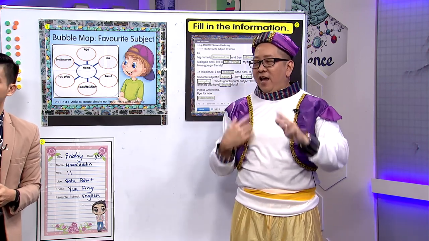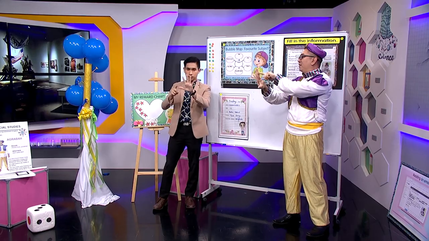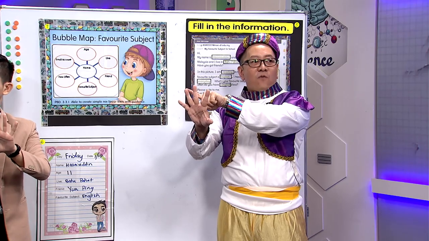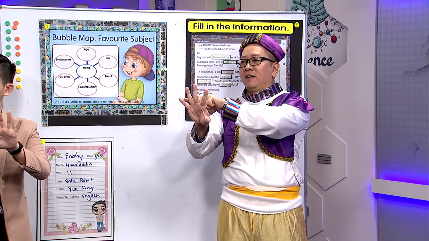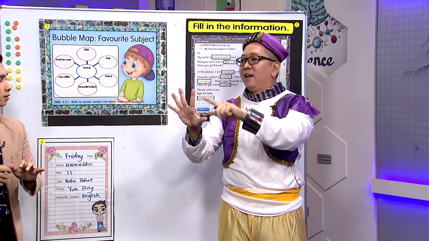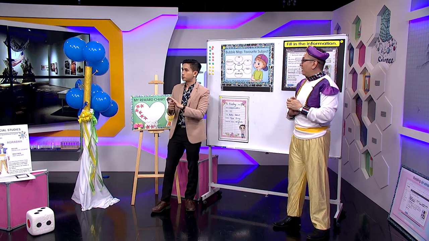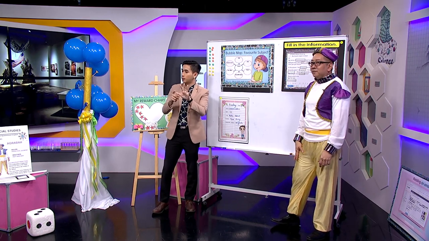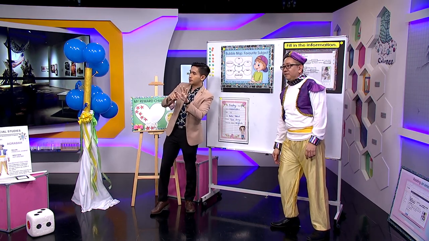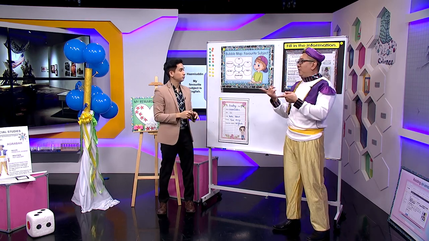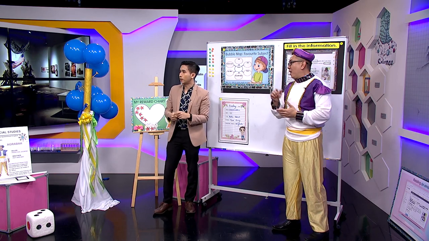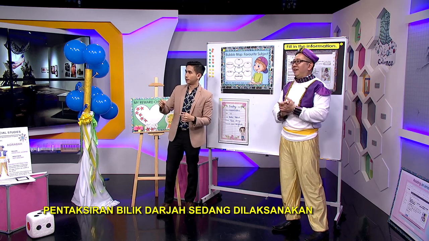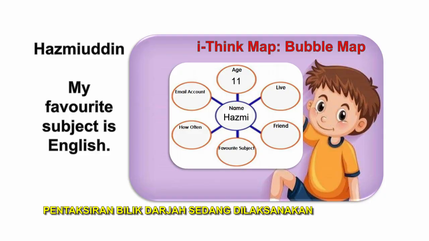So for name, this one, bubble map. We have different items in the bubbles. We have age, we have live, friend, favorite subject, how often do you have the subject, and the email account. So let's see Hazmiuddin's bubble map. Is it in the slide? Yep. If not, we can just fill in the answer. So what's the age for Hazmiuddin? For Hazmiuddin, 11. So you can just write 11. Name is Hazmiuddin.